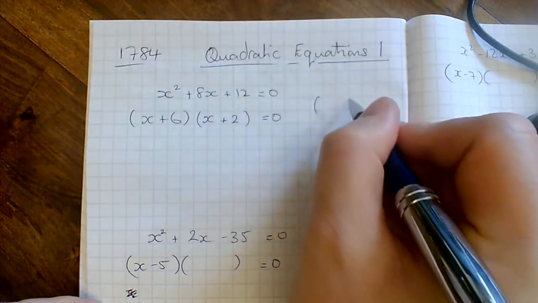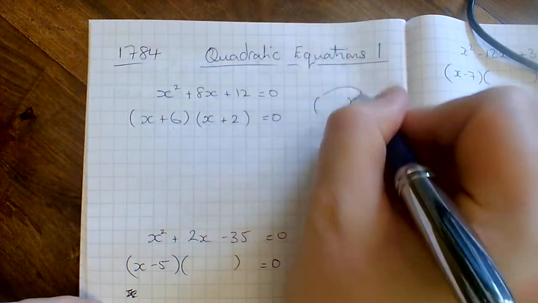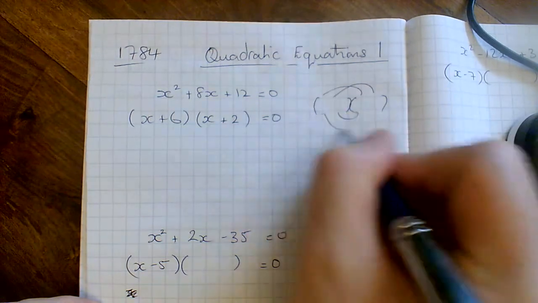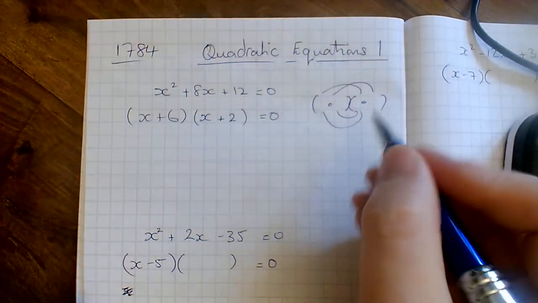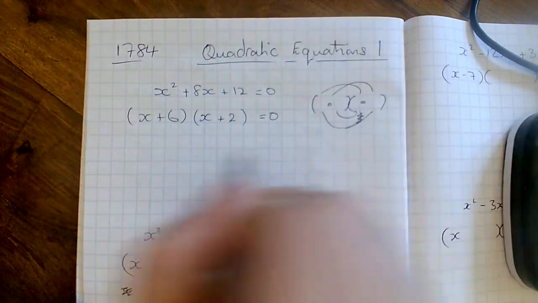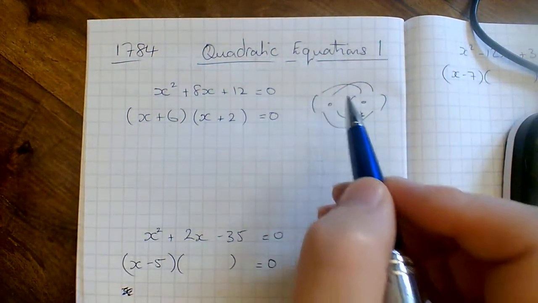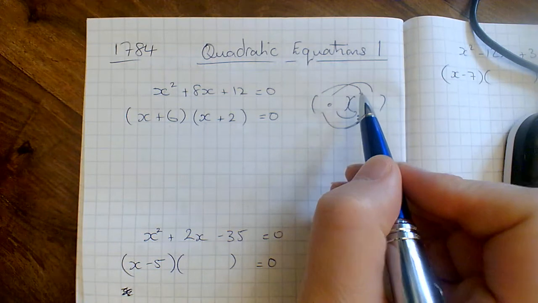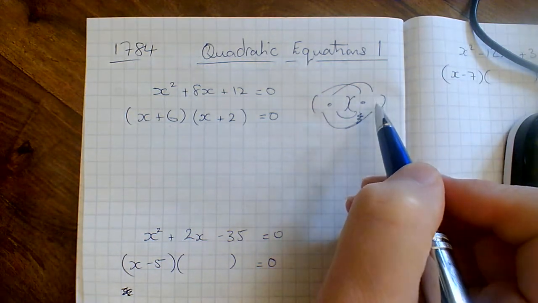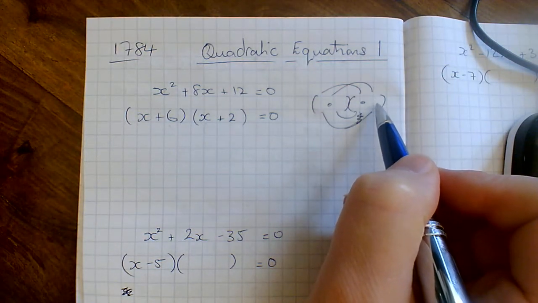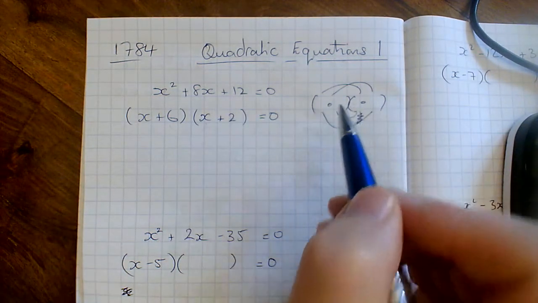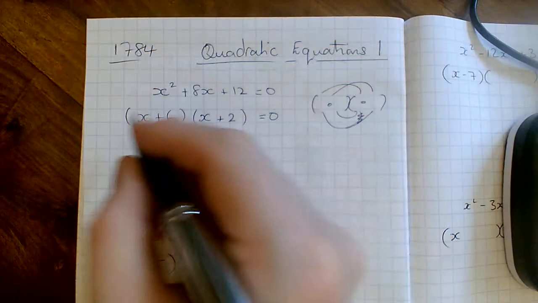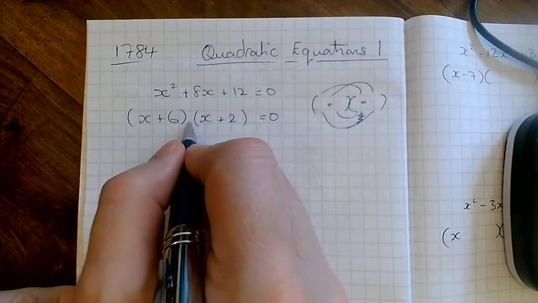Now I always talk about expanding brackets like this, so I use this method for expanding brackets, whatever you might call that. I call it the smiley face. So this top line is x squared, this second line is the number by itself, the constant term, and then underneath you get the middle term. Okay, so 8x.